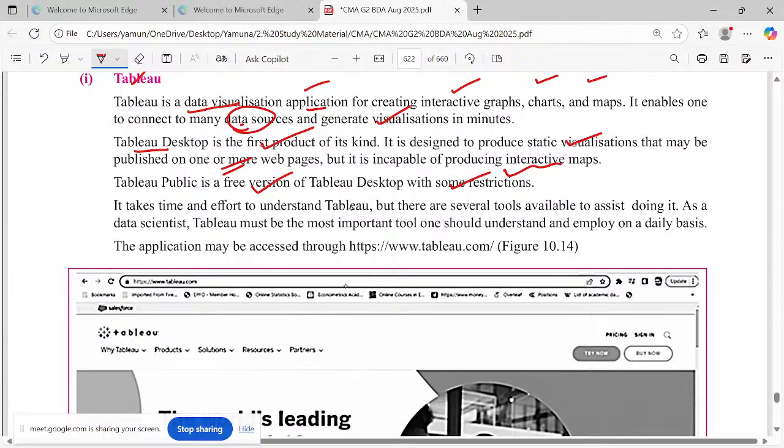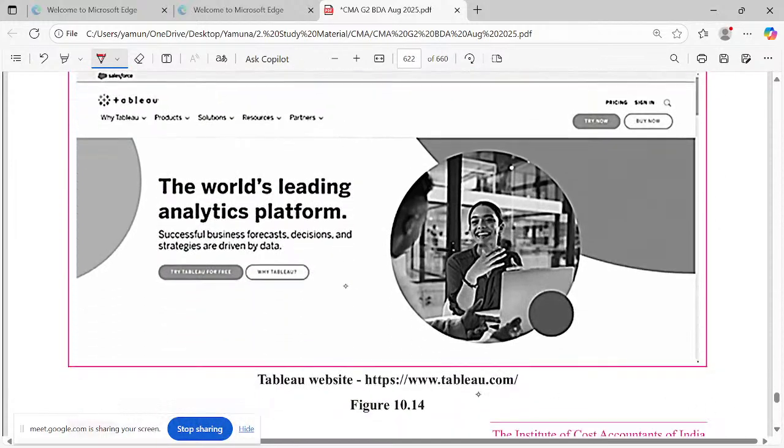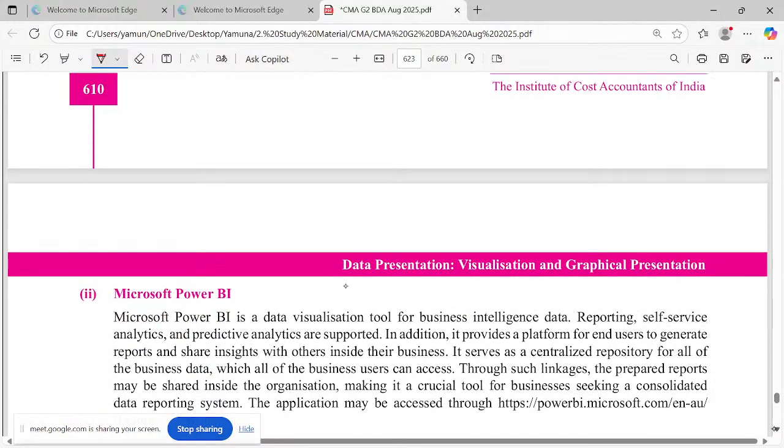Only thing is we have so many tools here to understand this in a better way. It will take some time and effort, but definitely it is a very important and most useful tool also. Okay, so we have Tableau, this is for understanding only, you don't have the practical side.